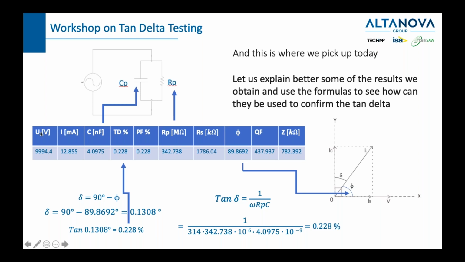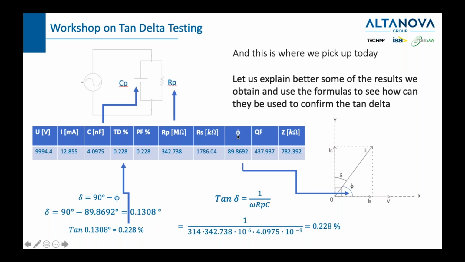The set of results is the voltage which we generated, and the current which was generated with this voltage. We can see that this is 12.855 milliamps. The capacitance which we measured is actually the equivalent capacitance here. This is the tan delta which was measured. The power factor and tan delta have the same number, and there is the resistance RP connected in parallel. These two values we can use to calculate tan delta, and that's what we did here. We said tan delta is 1 divided by omega RP C, and when we put in all the numbers, we got the same value, 0.228, as the tan delta.